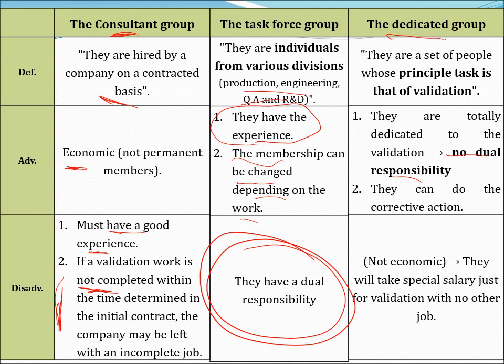But the problem is, again, it is not economic, because as a member in the dedicated group of the validation team, I have to take salary every month. That is extra payment for the company. I have to take salary whether there is validation work or even if there is no validation work.